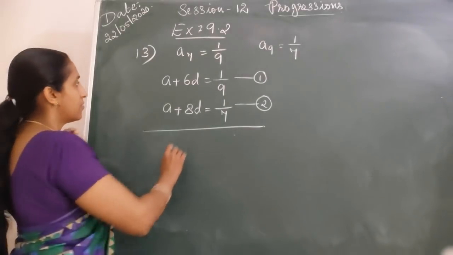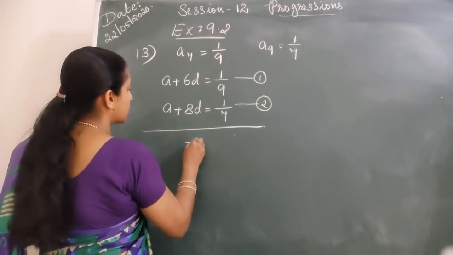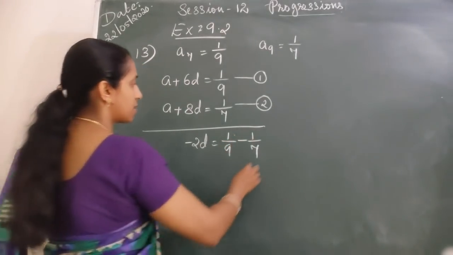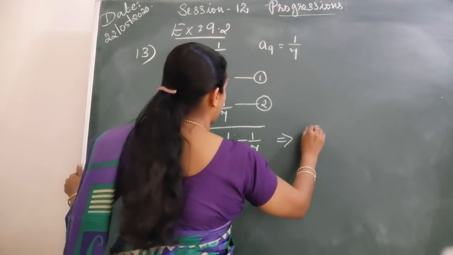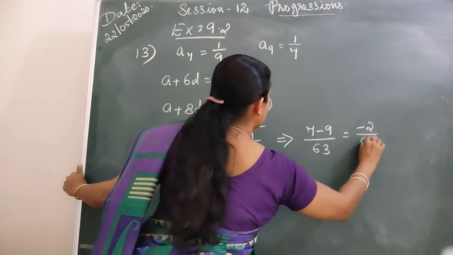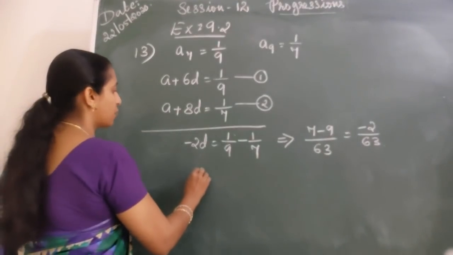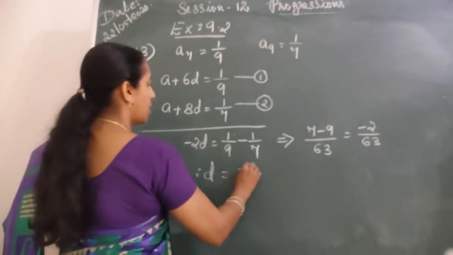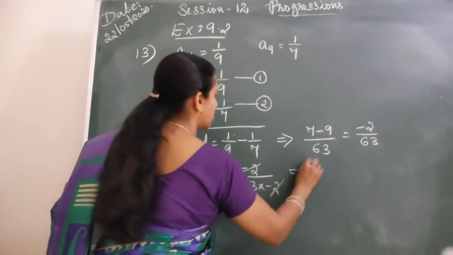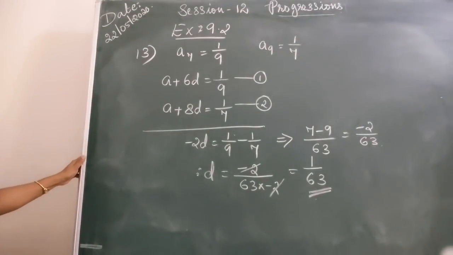You will solve these two equations simultaneously. What will you get? If you are subtracting these two, A will cancel, right? And minus 2D will be equal to 1 by 9 minus 1 by 7. That is, after taking out the LCM, 7 minus 9 by 63. You will get minus 2 upon 63. Are you getting minus 2 upon 63? Therefore, D will be equal to minus 2 upon 63 into minus 2. So minus minus will cancel. You are getting D as 1 by 63.